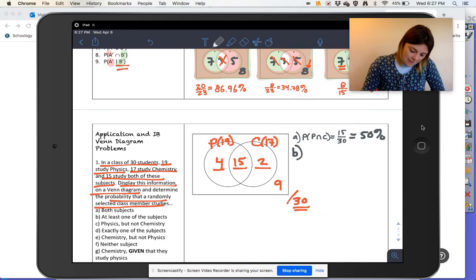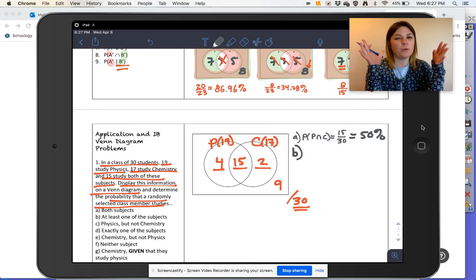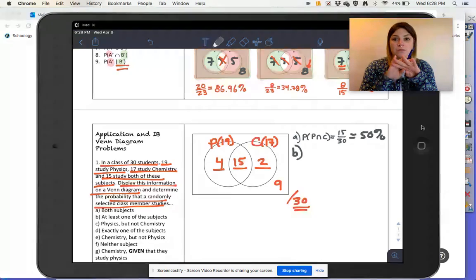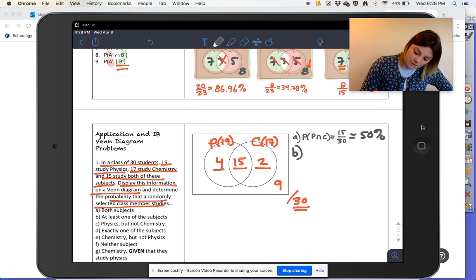All right, question B. We have what's the probability of at least one of the subjects. So this is kind of a weird word, and it's going to pop up again. I don't know if we'll get to it because of the distance learning, but it's going to pop up again next year in pre-calc for sure. At least one means it could be one or it could be both, right? So it could be physics alone, chemistry alone, or it could be doubled up, both chemistry and physics. So we're going to do the probability of physics or chemistry. At least one means or in this situation.